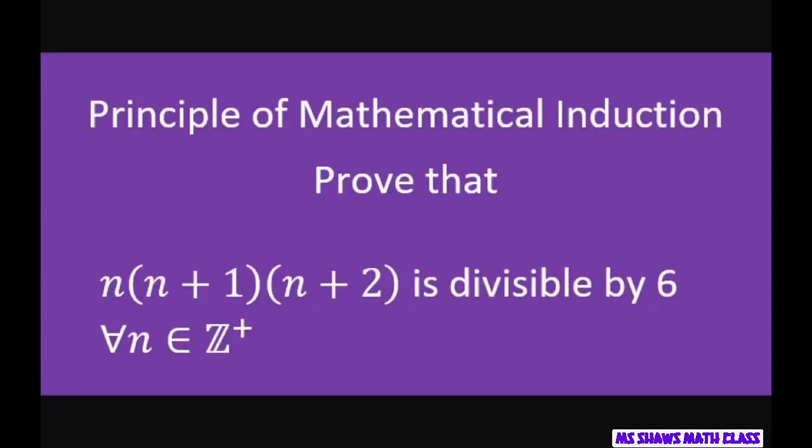Everyone, we're going to use the principle of mathematical induction to prove that n times n+1 times n+2 is divisible by 6 for all positive integers n. So the first thing we're going to do is check for condition 1. For condition 1, we want to check to see if it's true for n equals 1.